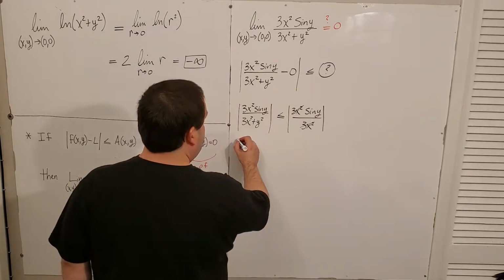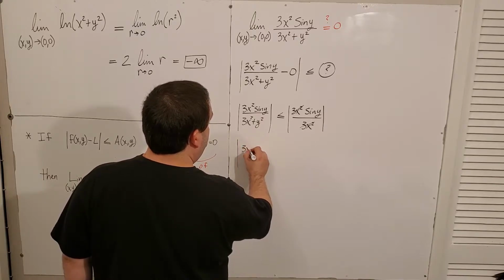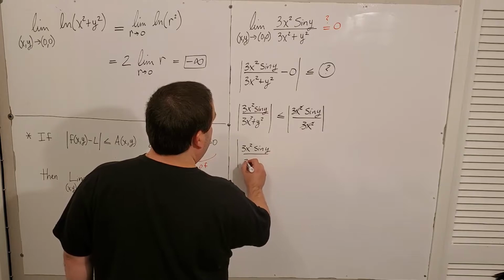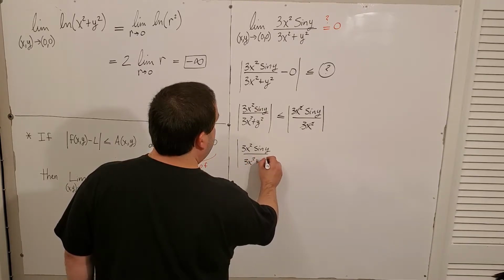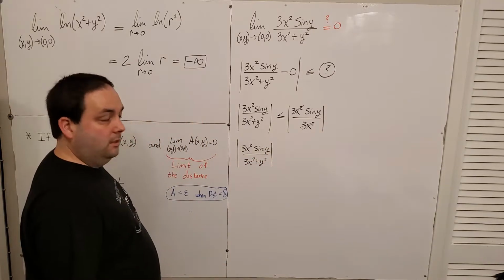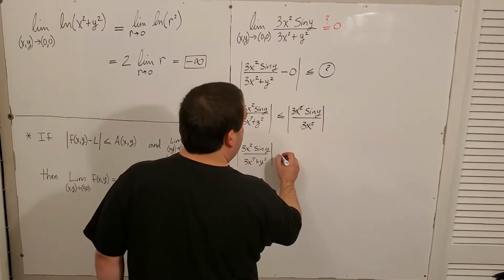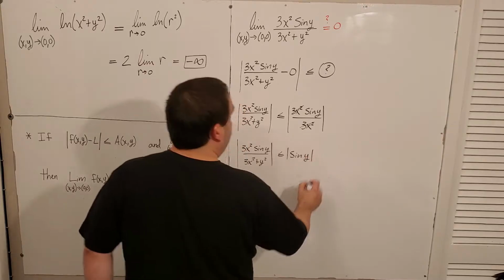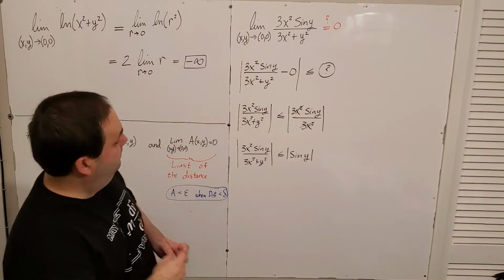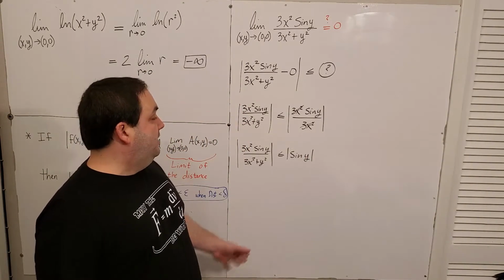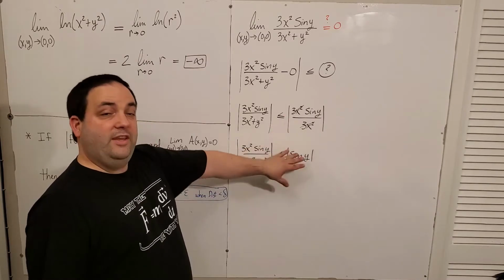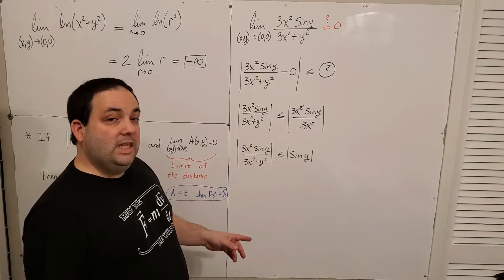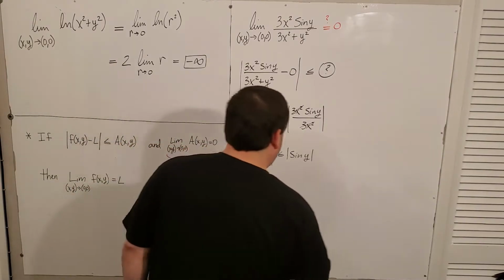So what I'm actually saying is that 3x squared sine y over 3x squared plus y squared, the absolute value of this thing, is going to be less than or equal to the absolute value of sine y. Okay? Now I don't need to worry about the absolute values, but they do have to be there for the inequality to be true. I can take the limit of this, right?